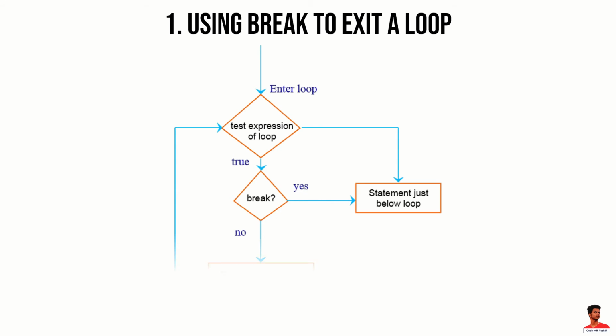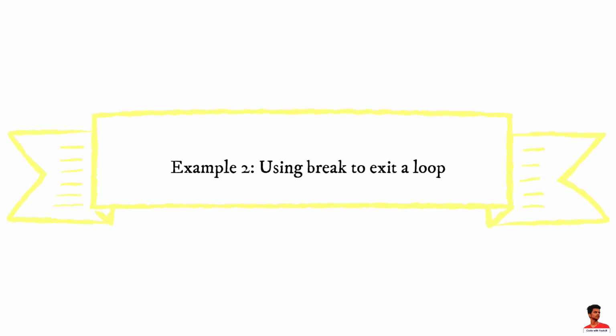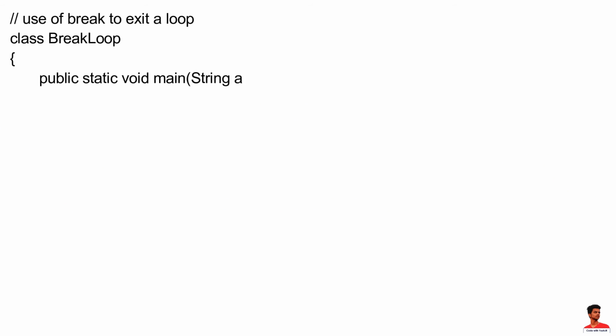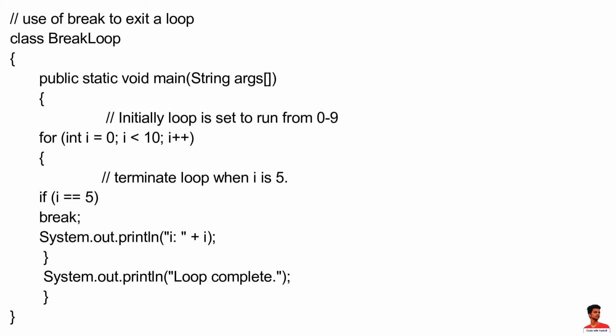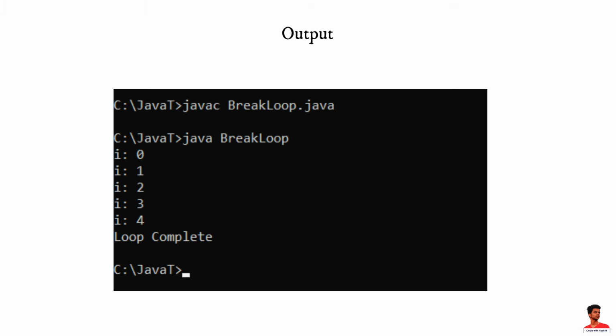Using break to exit a loop, we can force immediate termination of a loop by bypassing the conditional expression and any remaining code in the body of the loop. This is an example of using break to exit a loop. Output of this program is.